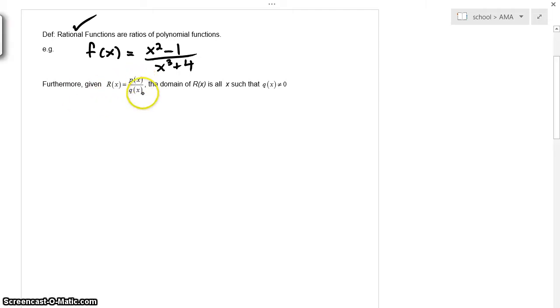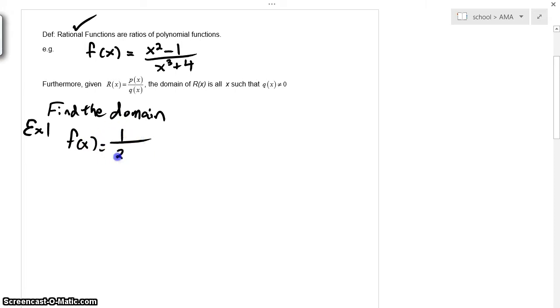Given r of x is p of x over q of x, two polynomials, the domain of this rational function would be all x values. Remember, domain is describing what x values can be used, such that the denominator cannot be 0. So let's take a look at one problem in particular. If we needed to find the domain, find all the possible x values that could be used for something such as f of x equals 1 over 3x squared plus 11x minus 20.